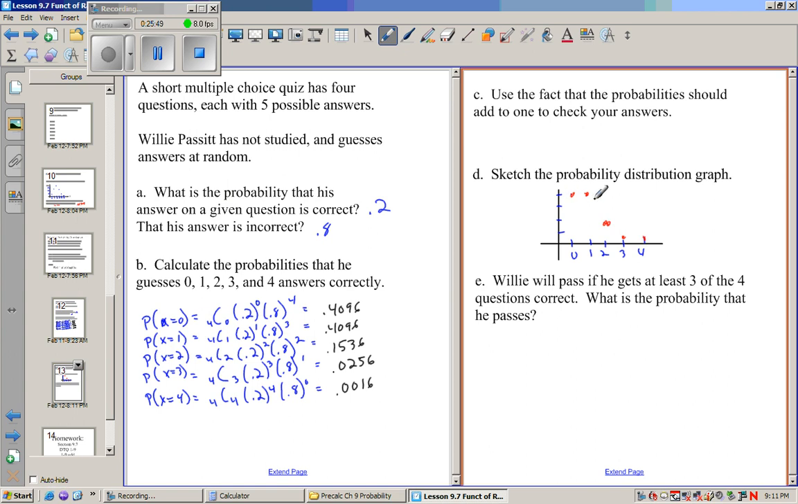So notice how this one starts high and then goes down sharply. So the probability of Willie doing well on the test is very, very low. The probability he gets 0 or 1 correct is pretty high.